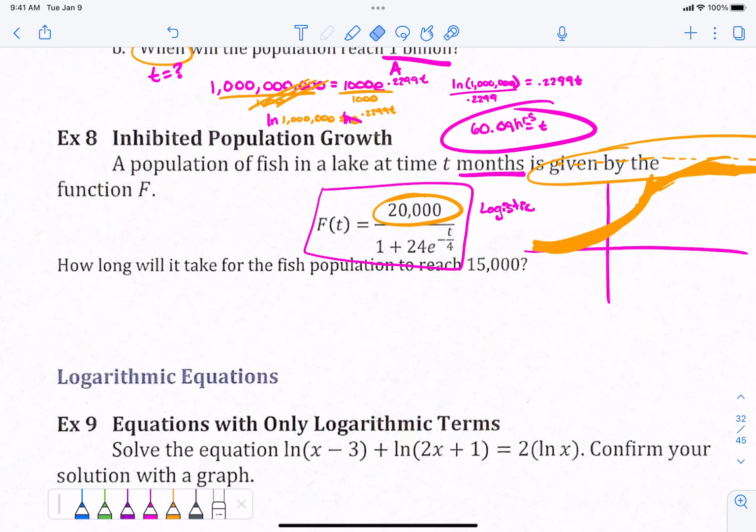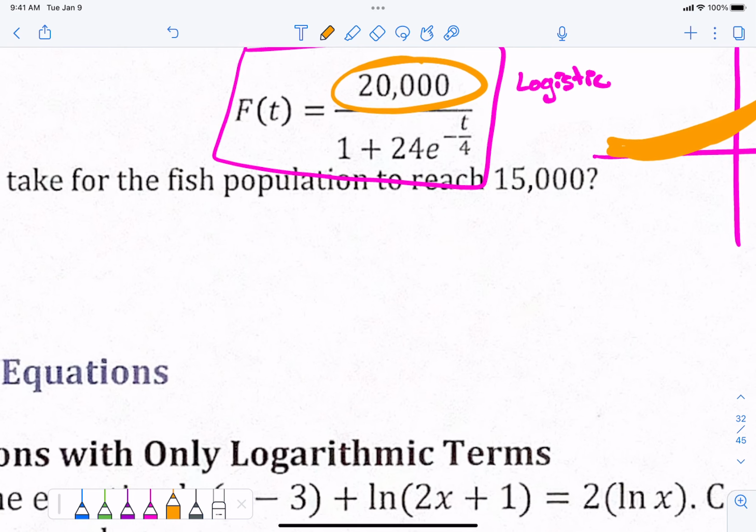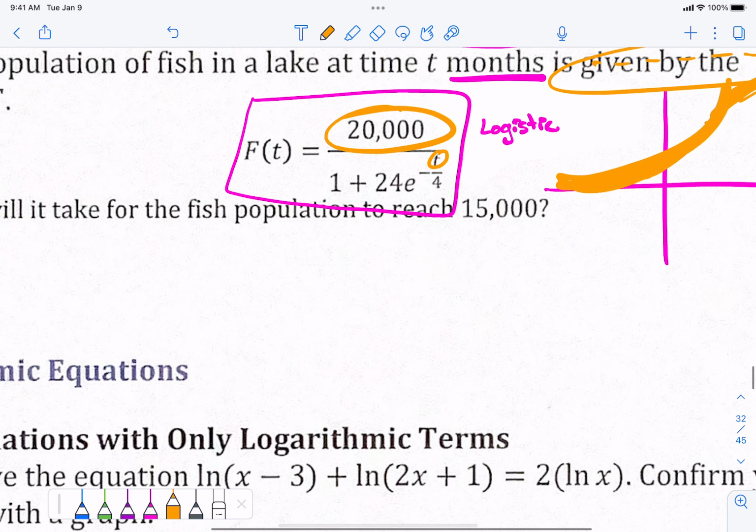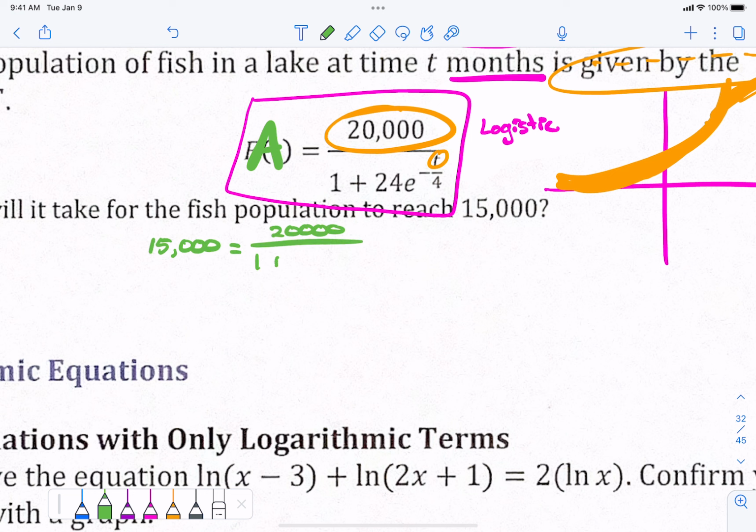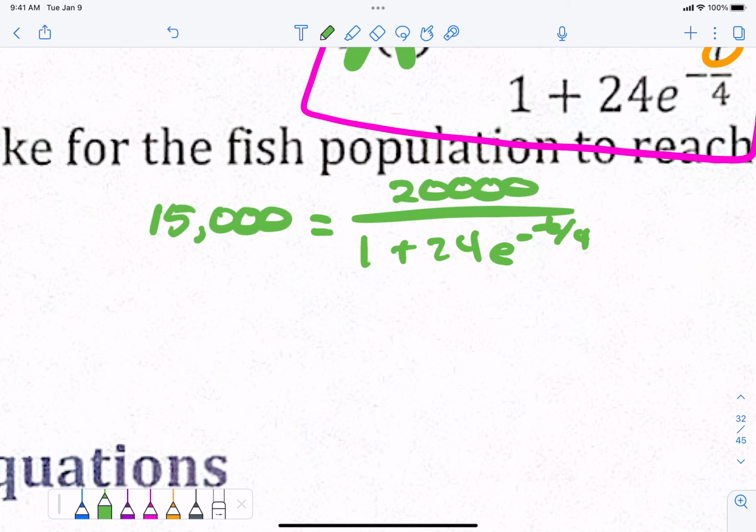How long will it take for the population to reach 15,000? So what are we solving for? Time. We're solving for time. To reach 15,000, where does 15,000 go? The after amount, or the f of t. Okay, so here we go. 15,000 equals 20,000 over 1 plus 24e to the negative t over 4. This is a mess. Okay, we're solving for t, and t is in the bottom. How do we do this?